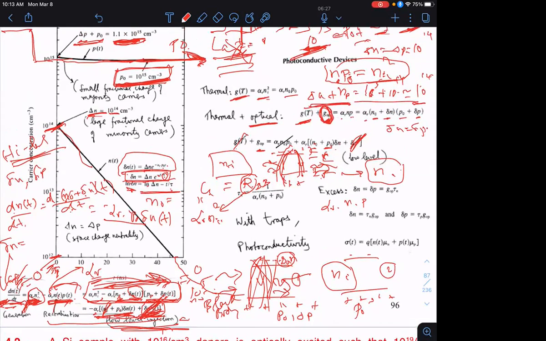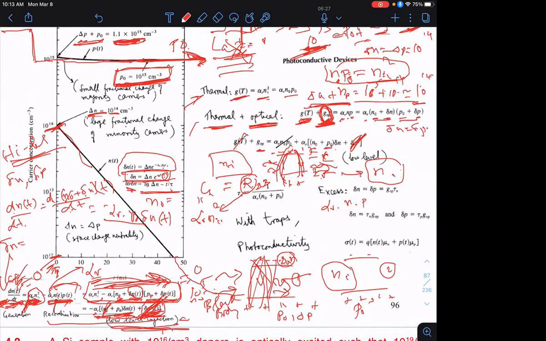And that in steady state, where dn dt is equal to 0, gives you the solutions that are shown on the right-hand side. So you write down the thermal black body part, which is g of t, which only depends on temperature, plus the optical generation rate, which depends on the laser flux, equals the recombination rate, which is alpha times n times p, n naught plus delta n times p naught plus delta p.